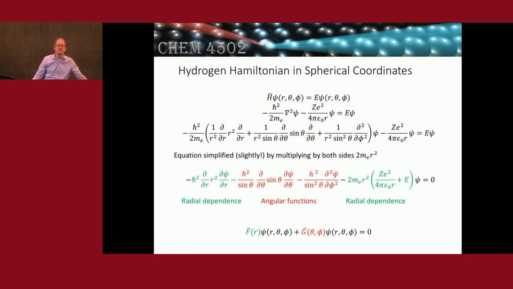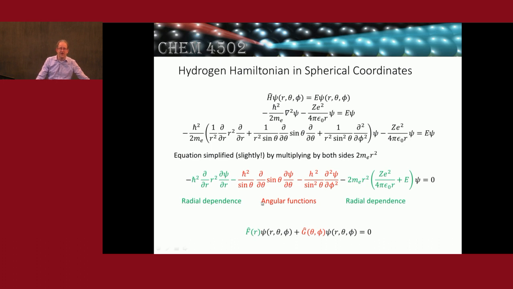Now this equation is simplified a little bit if we multiply both sides by twice the mass of the electron times the radius squared. Because when we do that, we notice something. When we multiply by 2me r squared, the r squareds cancel out over here and over here, and they leave us with 1 over r over here. And so we can separate this into things that depend on the radius, where the radius is still in the equation, and things that depend on the angles.